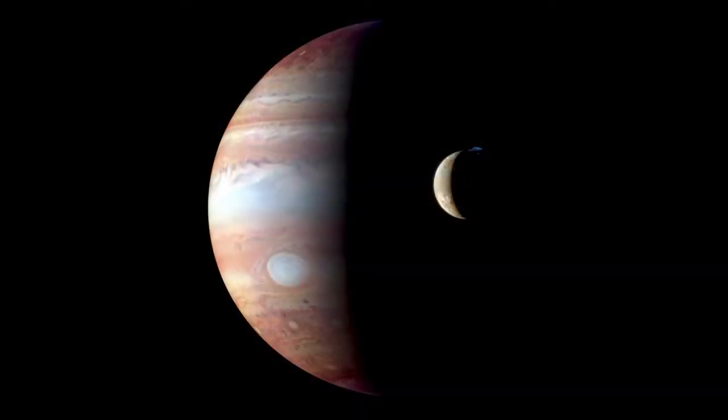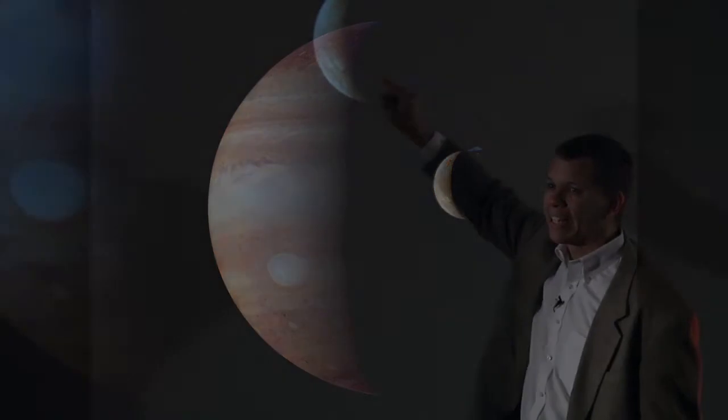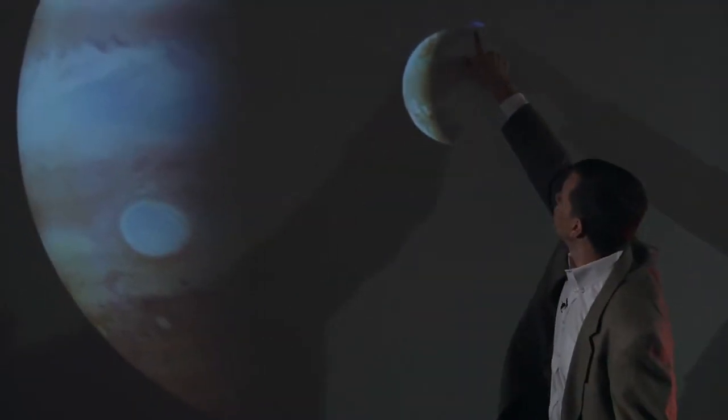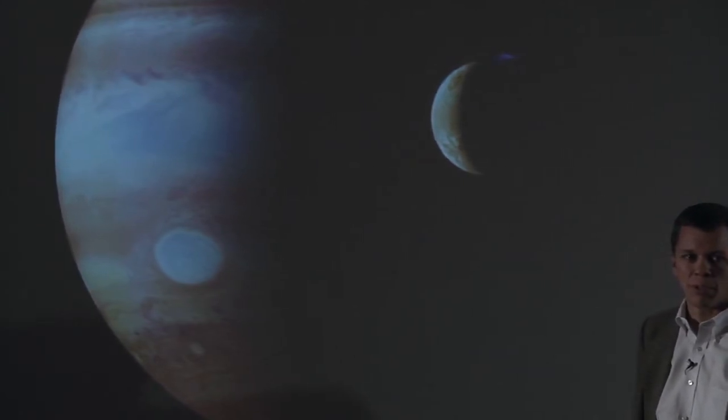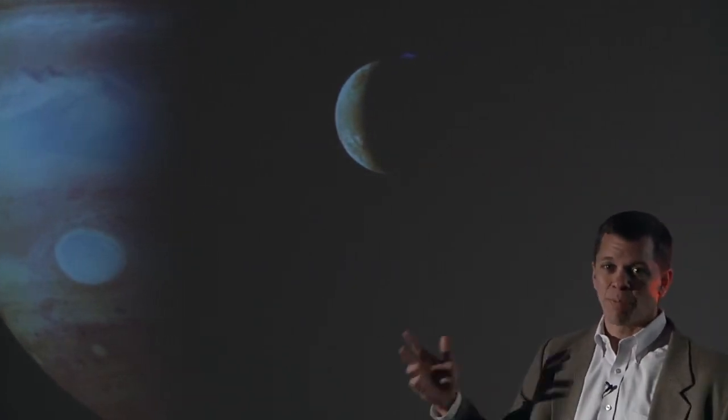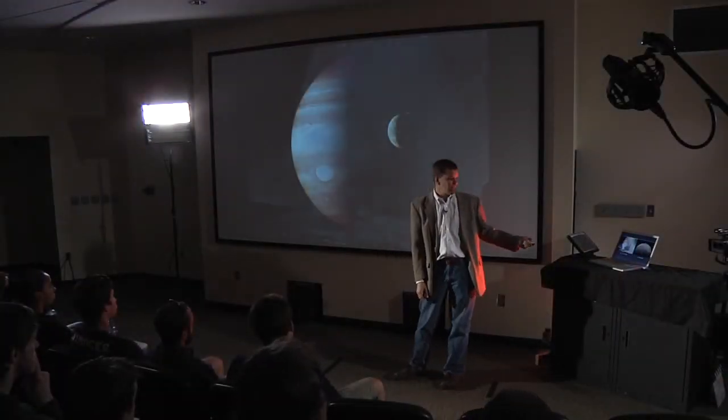Here's a more recent picture taken by the New Horizons mission on its way to Pluto, showing both Jupiter and Io. If you look closely, you see something shooting out of Io at the top side, that little blue speck. Those are sulfur dioxide geysers, blasting material from the inside of Io out into space and then re-blanketing the surface of Io. It's very much like what we have on Earth with water geysers.